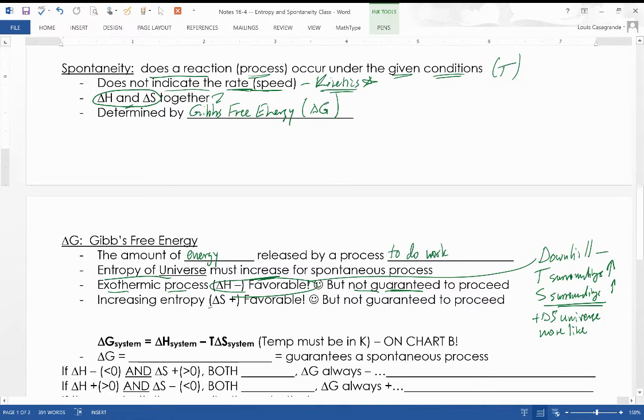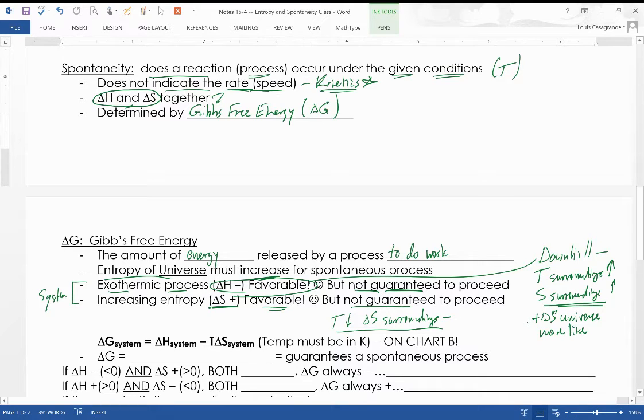However, notice that if we have a positive change, an increasing entropy of the system, that's also a favorable process. Again, it's not guaranteed, because you might have a positive change in the entropy of the system, but a negative change in the entropy of the universe. A negative change in the entropy of the surroundings would be a temperature going down. So temperature decreasing means that the delta S of the surroundings is negative, and that's why an endothermic process is not favorable.